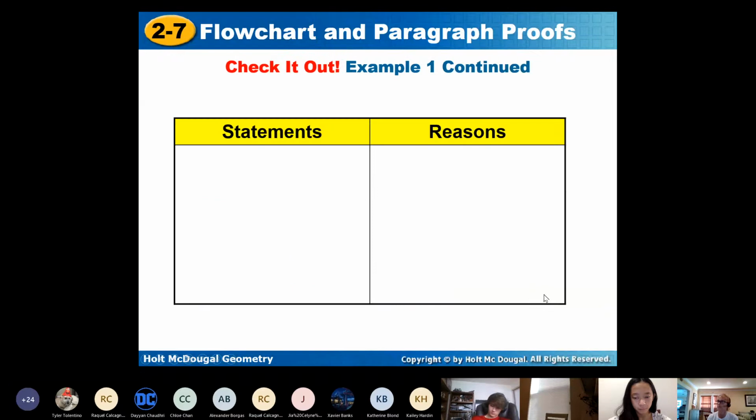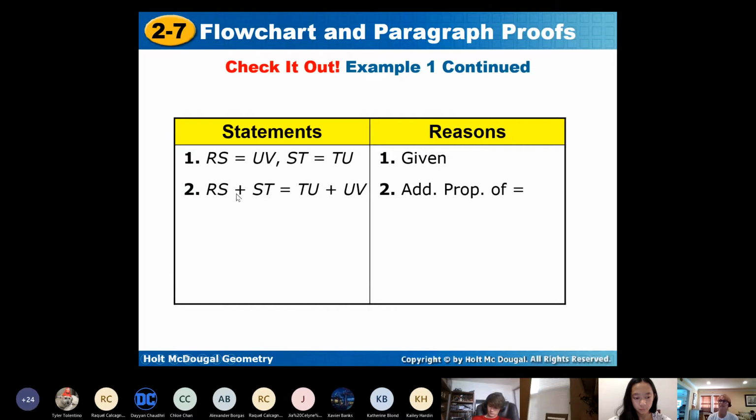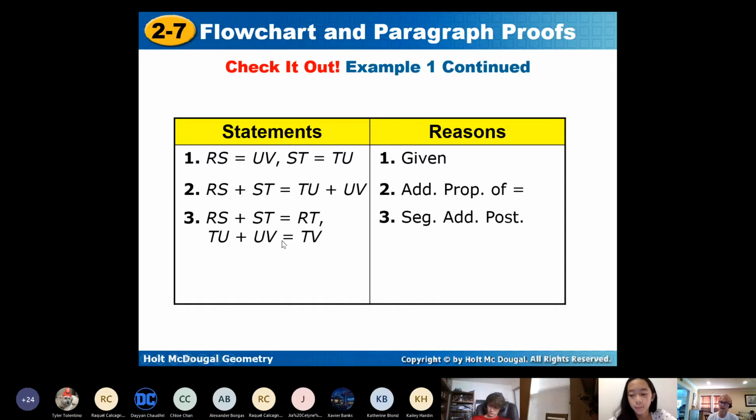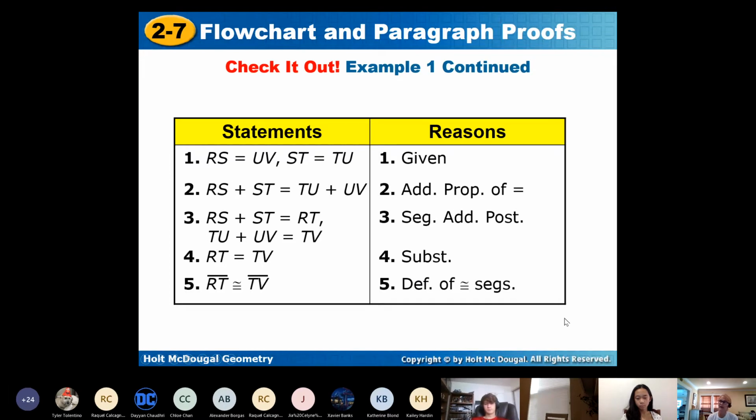So now we're going to go ahead and see what it looks like as a 2-column proof. Reasons: given. Next, addition property. Third step, segment addition postulate, where we stated what these were. And at this point, I'd be highlighting, I would highlight that the same color, and I'd highlight that the same color, just to keep myself straight. And then I can substitute RT equals TV, and then that gives us there.